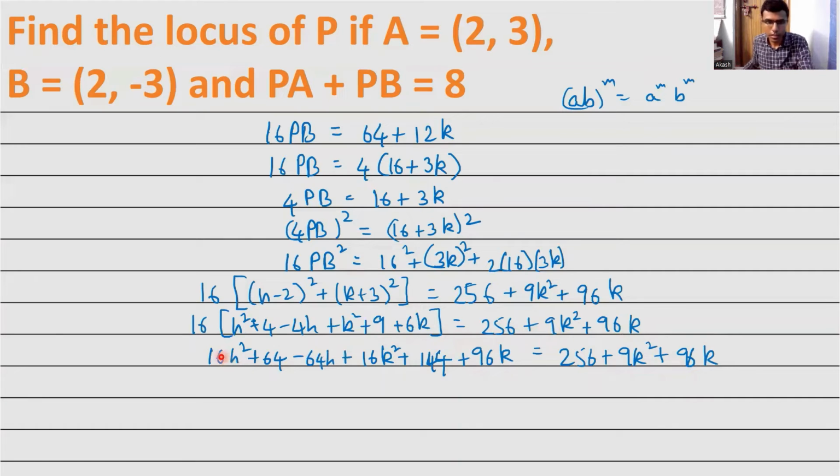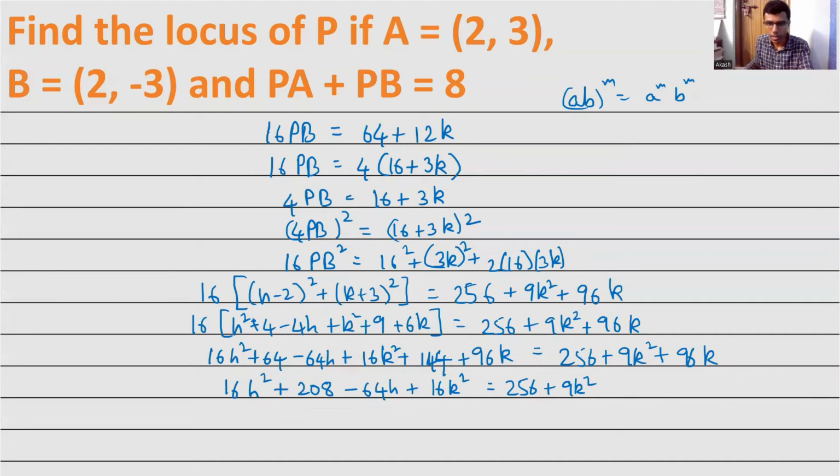So here I will be left with 16h square, 64 plus 144, okay, 64 plus 144 is 208, plus 208, and then minus 64h plus 16k square is equal to 256 plus 9k square.